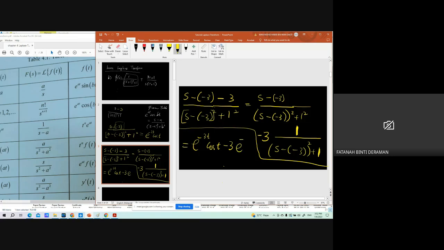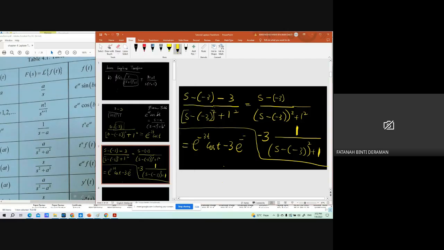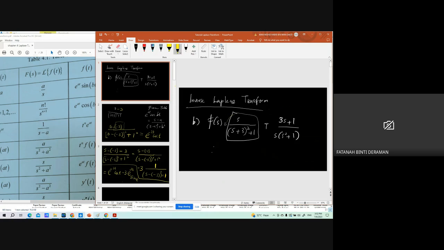Negative 3t sin B. B is 1, so t. Sin BT. So, baru dapat untuk this expression. Okay, baru kita dapat settle yang ni. So, equals to e negative 3t cos t minus 3e negative 3t sin t.